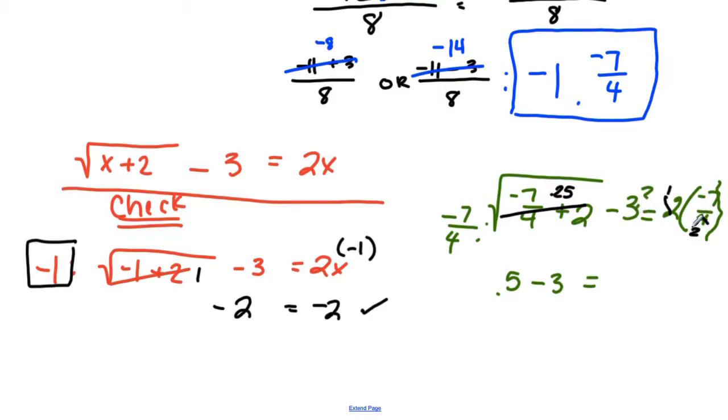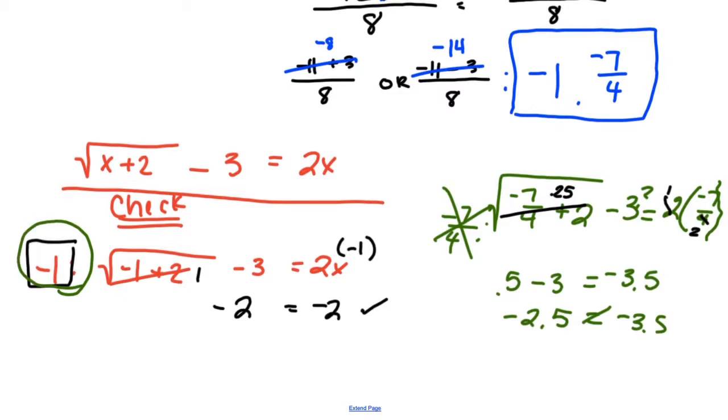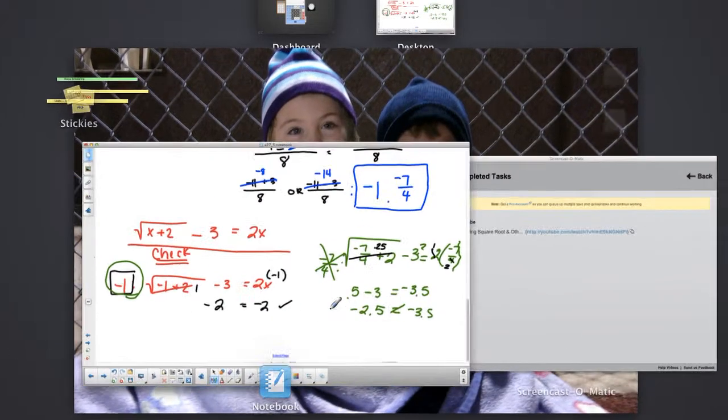So now we have negative 7 over 2, which is the same as negative 3.5. 0.5 minus 3 is negative 2.5. Does negative 2.5 equal negative 3.5? Obviously not. So this is not a solution. So the only solution we have to this problem, and yes, I realize how horribly long this is, is negative 1.